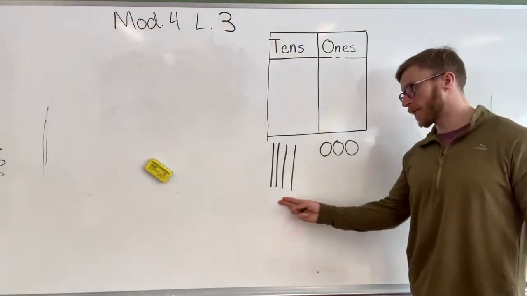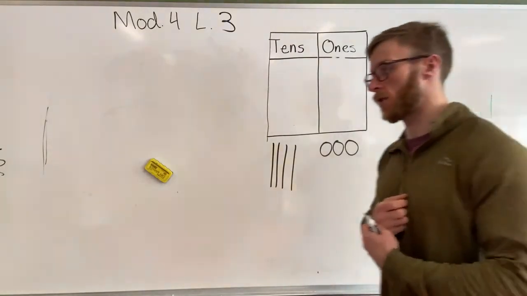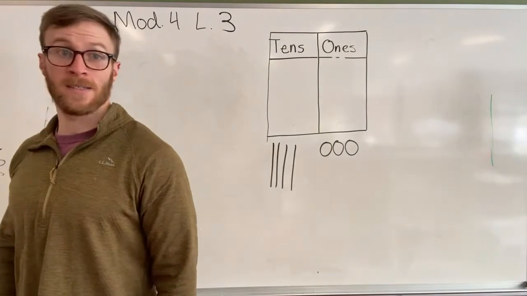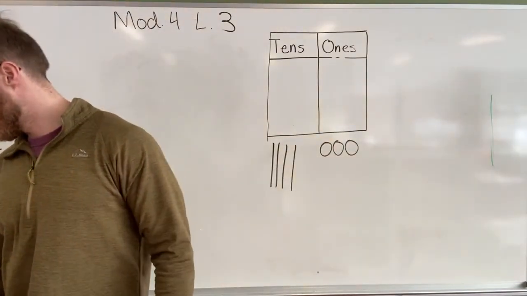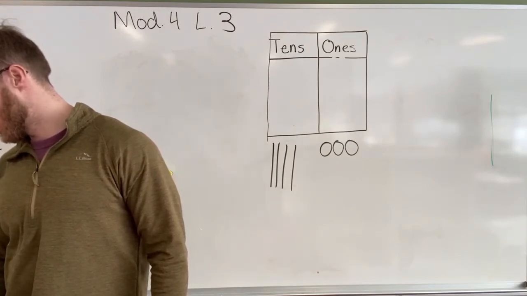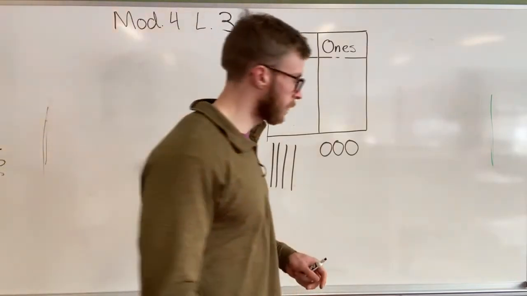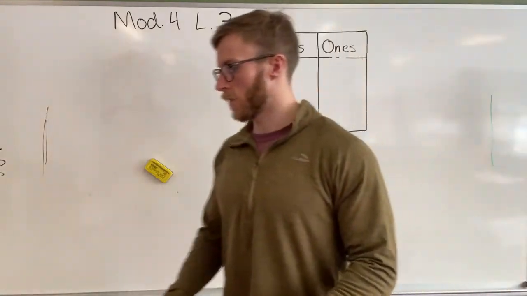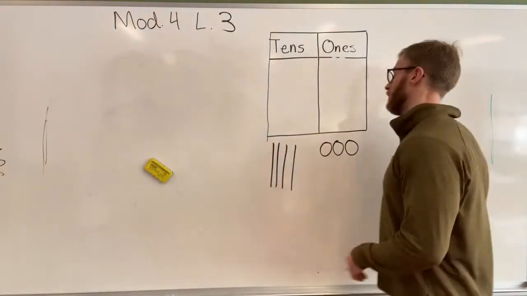I have my 10 sticks over here and my 1s. Go ahead and try and fill in your place value chart. Take about 10 seconds to fill in the whole thing, the 10s and the 1s. Three more seconds. 2 more seconds. All right, here we go.